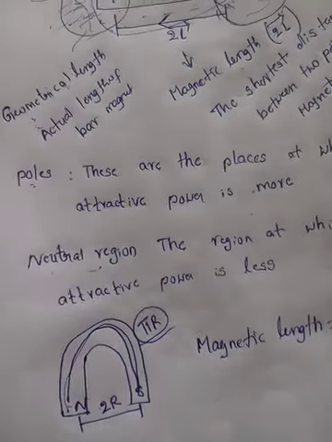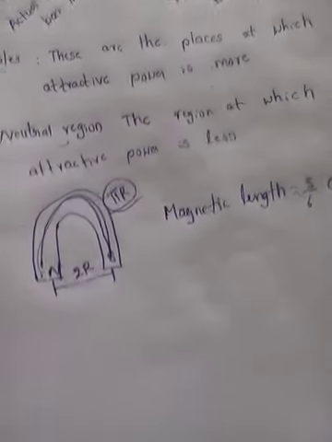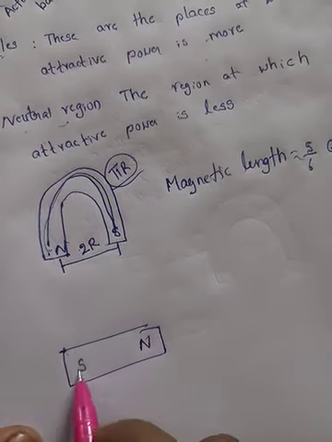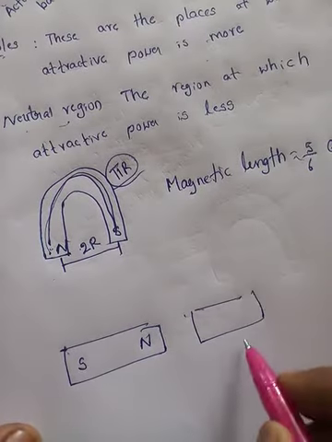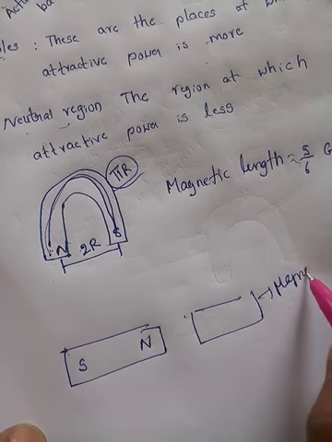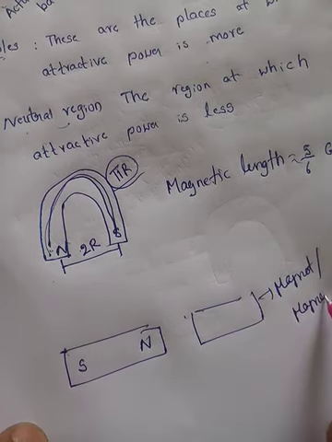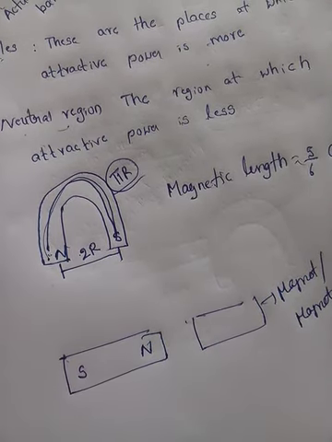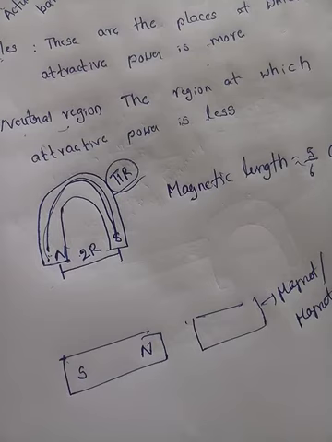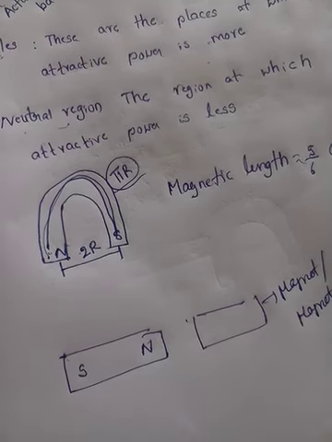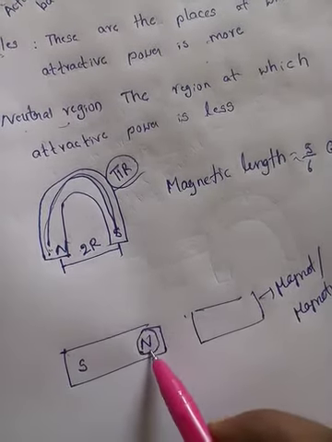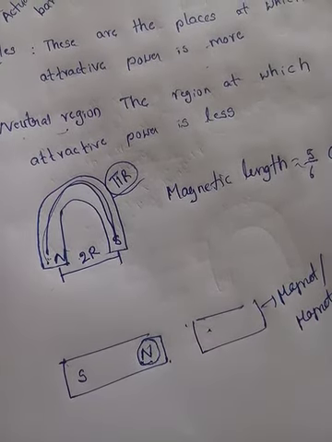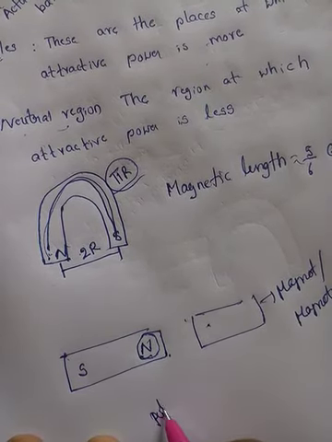Okay. So, this is about what? Magnetic length. Now, if you observe here, take a bar magnet. If you bring a magnet or magnetic substance, what happens? It will attract or repel a magnet or magnetic substance. So, the strength of that pole to attract or repel a magnet or magnetic substance is called pole strength.